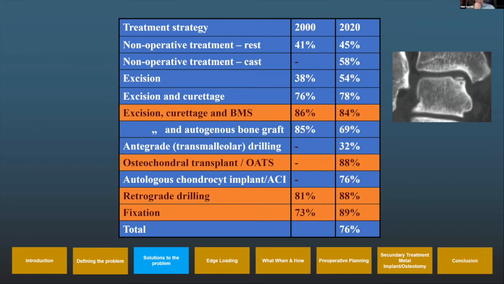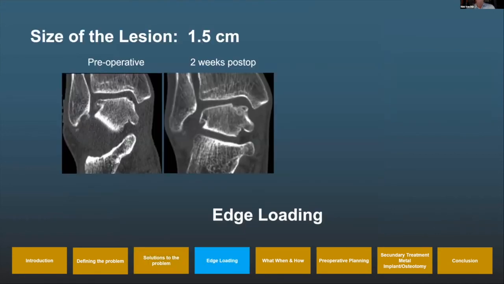And we see that the 4 treatments with the highest percentage of good to excellent results not only treat the cartilage, but also the bone: bone marrow stimulation, OATS, retrograde drilling, which is for large cystic lesions, and fixation, which is for lesions larger than 15 millimeter. So if you treat the bone in conjunction with the cartilage, you have the best results.